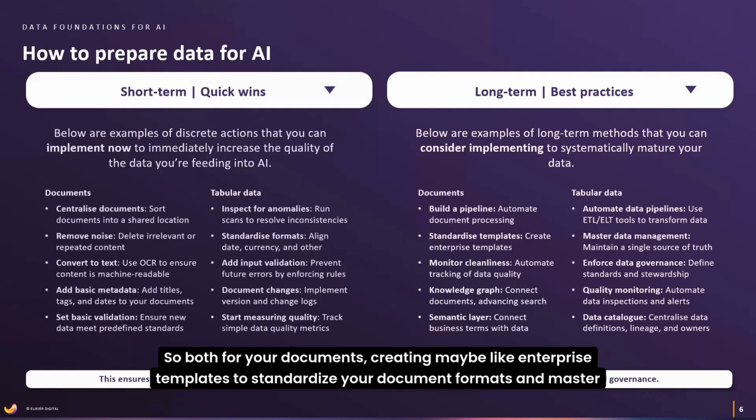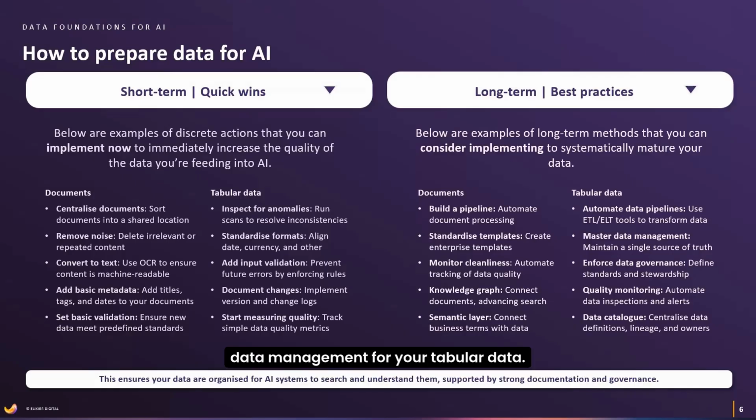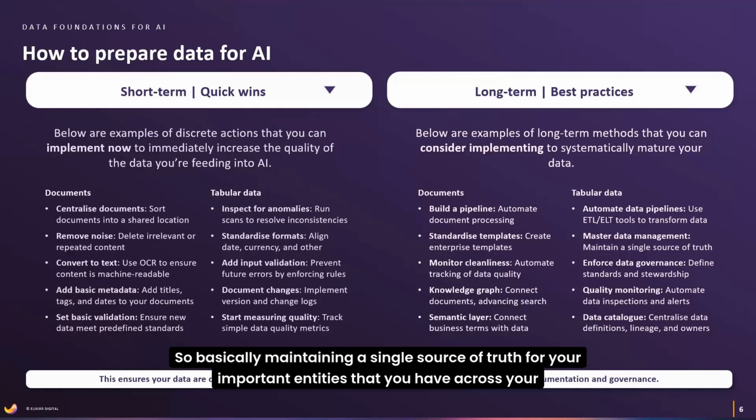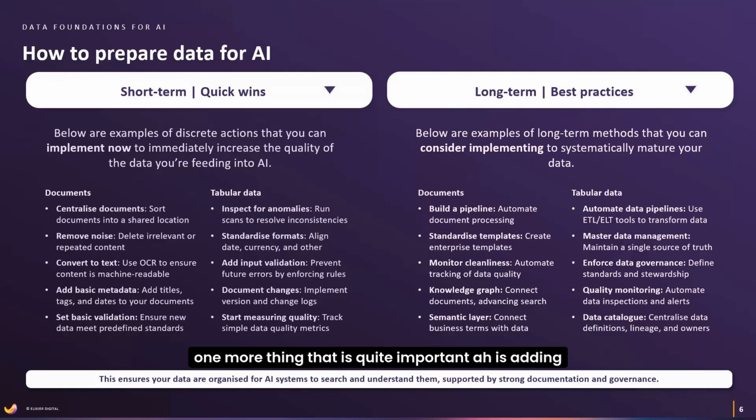Standardization is quite an important practice. So for your documents, creating maybe enterprise templates to standardize your document formats, and master data management for your tabular data. So basically maintaining a single source of truth for your important entities that you have across your organization.